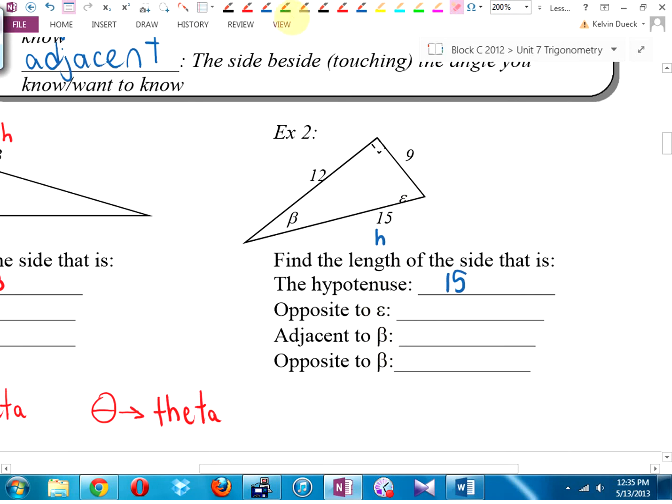Let's do the betas first, because there's 2 of them. So here's beta. I tend to color in the angle we're talking about so it stands out, and because it's coloring. How often do we do that in math? Which one is adjacent to beta? 12. Not the 15, that's hypotenuse. 12. Which one is opposite to beta?